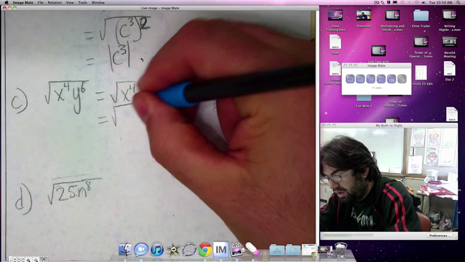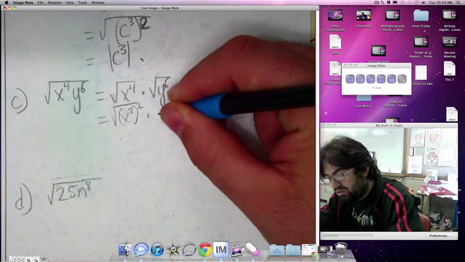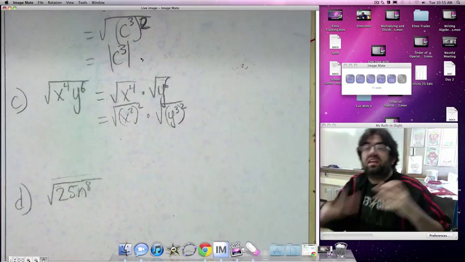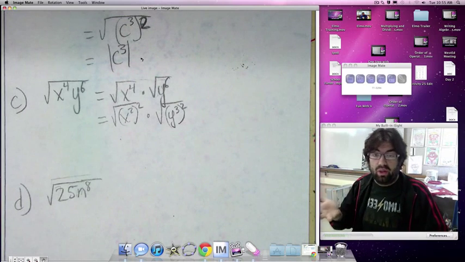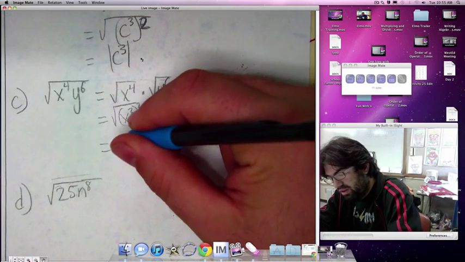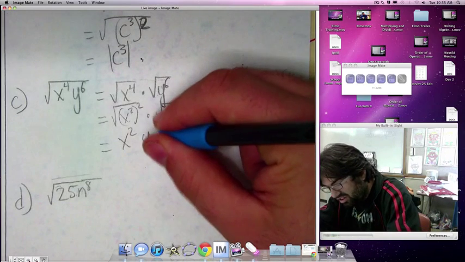This is square root of x squared squared times the square root of y to the third squared. Yes, you have to show that. I really, really want you to show that step. Don't automatically jump down here. This is x to the second power. This is y to the third.